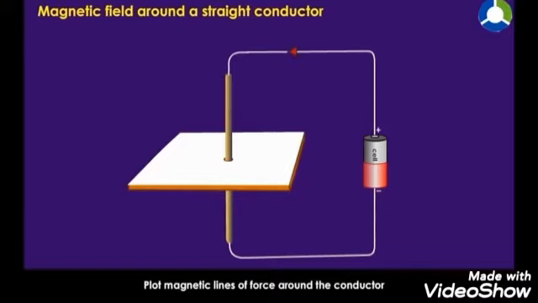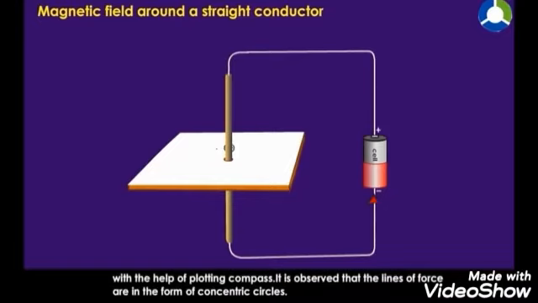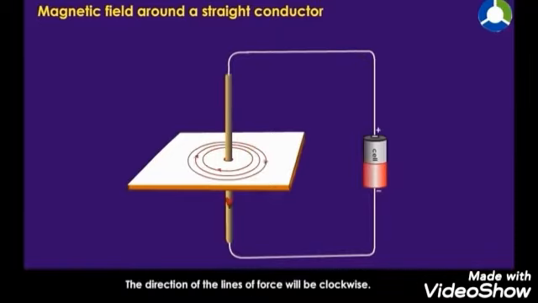Plot magnetic lines of force around the conductor. With the help of a plotting compass, it is observed that the lines of force are in the form of concentric circles. The direction of the lines of force will be clockwise.